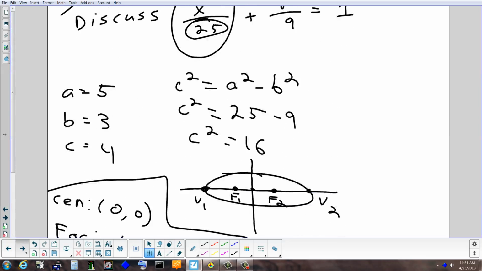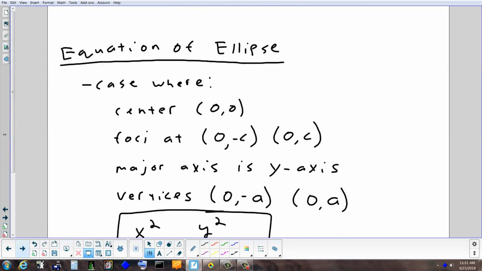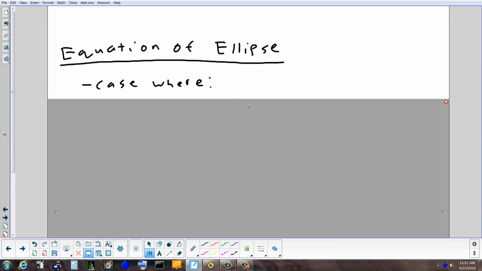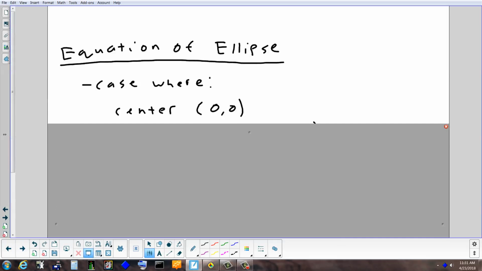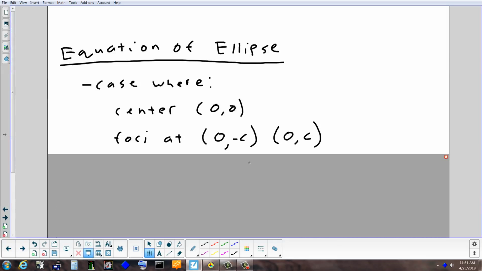Okay, so let's look at this one. This is going to be the other equation of an ellipse. It's just going to be the case where it's vertical instead of horizontal. So the center is still going to be at the origin, but watch what happens when I write the coordinates for the focus. It's below and above the center. It's not left and right. Everything's going to line up vertical now. Above and below.